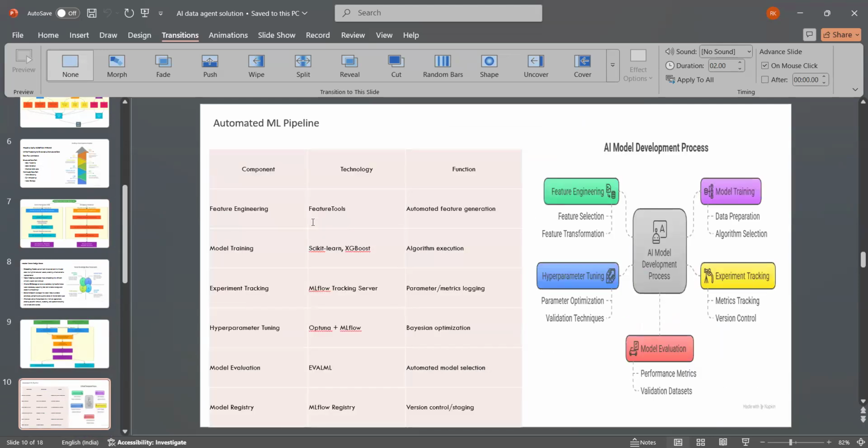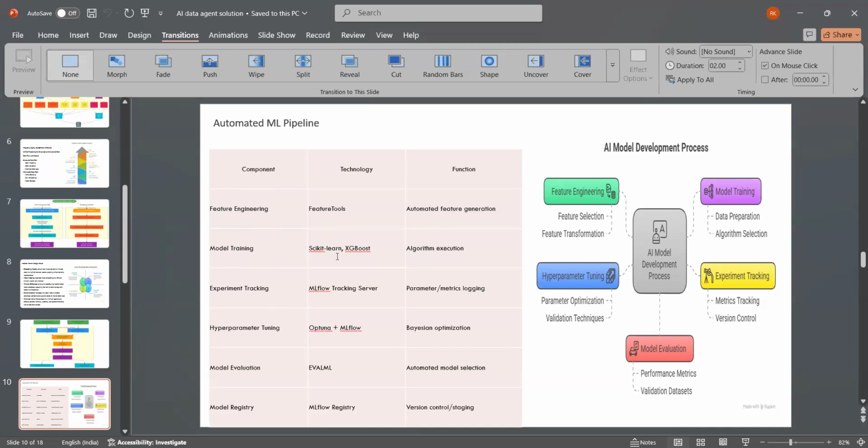For the automated ML pipeline, these are the components, technology, and function. When we use the automated ML pipeline, we use these components: feature engineering, model training, experiment tracking, hyperparameter tuning, model evaluation, and model registry. In the technology, we use feature tools for feature engineering, and the function is automated feature generation.